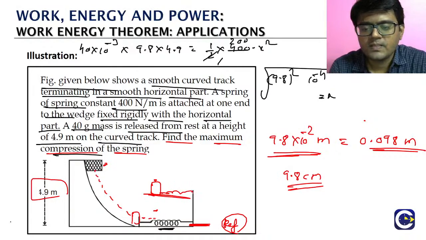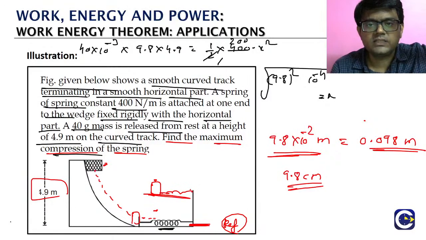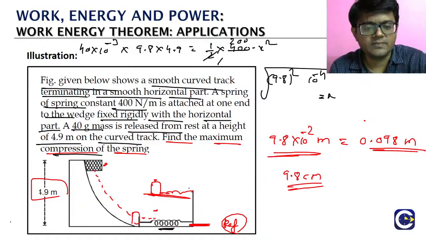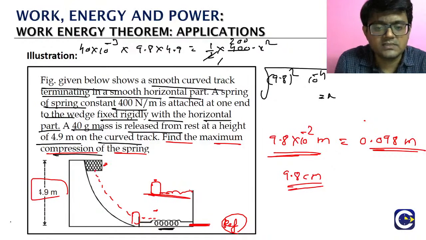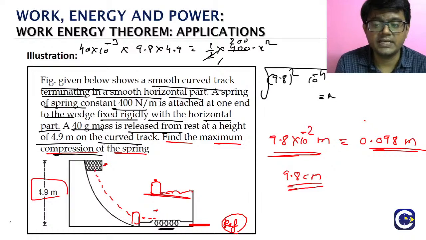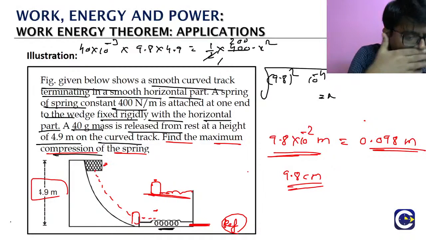Okay? So this is how we should approach this problem. Here, initially the block is at the top, it will have potential energy, kinetic energy is 0, and the spring is in the natural state. When you look at the maximum compressed state, the gravitational potential energy of that block will be 0 because it is on the reference line. Kinetic energy is 0, why? Because in the maximum compressed state the block would have come to rest, and the spring is compressed, so it will have potential energy. So what is the maximum compression value? 9.8 centimeter.